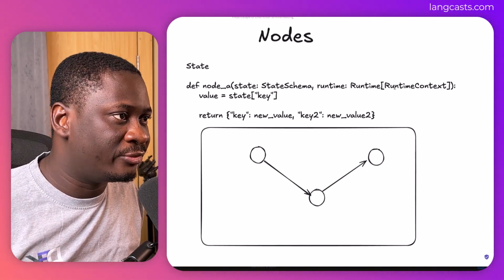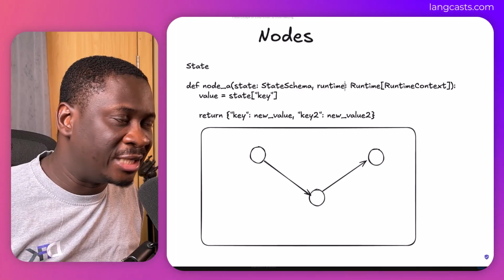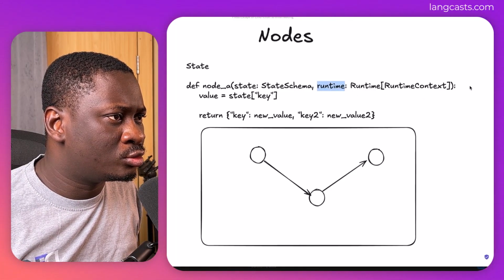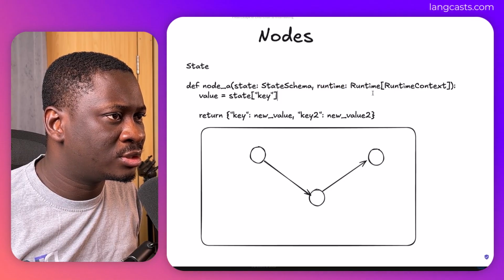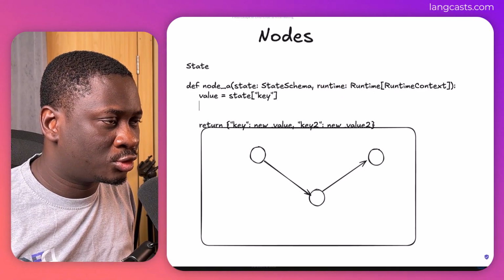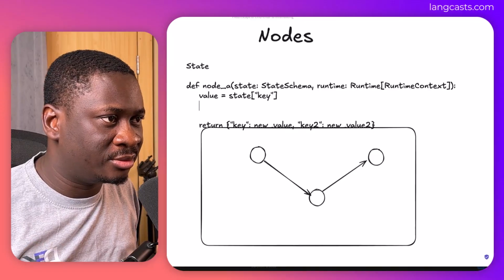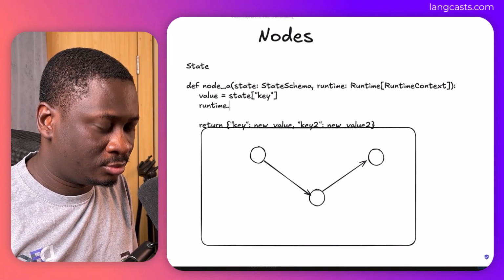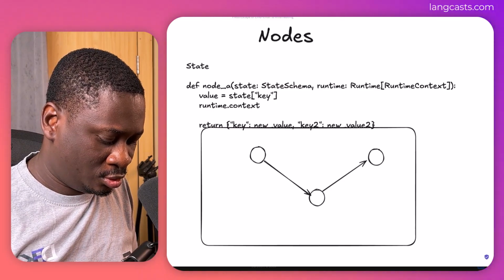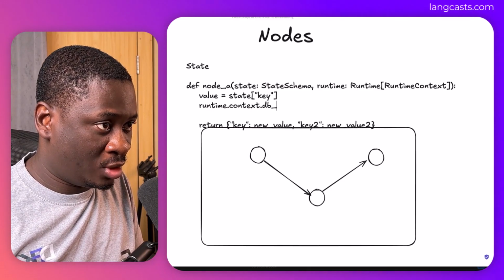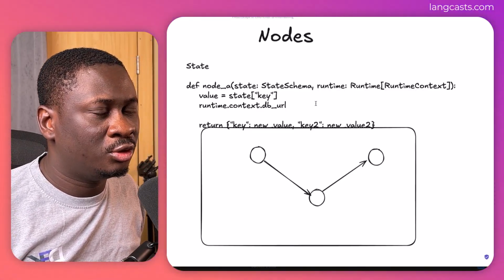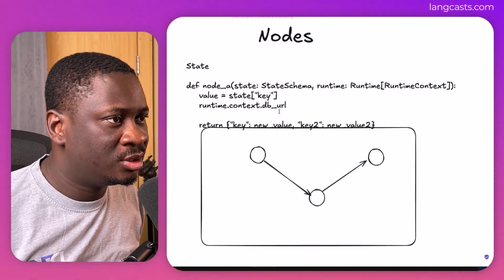Context schema is for when you want to invoke it. So this is runtime, not context schema. And whenever you want to access your runtime, let's say you store a database URL there, you say DB URL, you simply access it as runtime dot context dot db URL. So if you have defined a db URL in your context schema, this is how you access it.